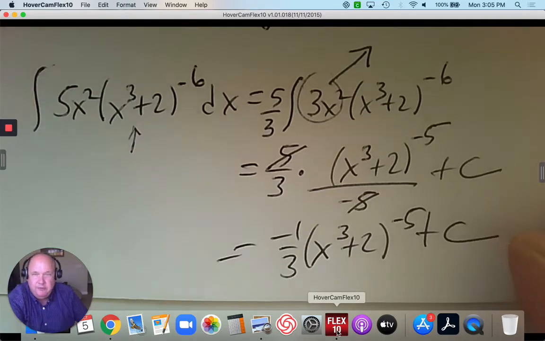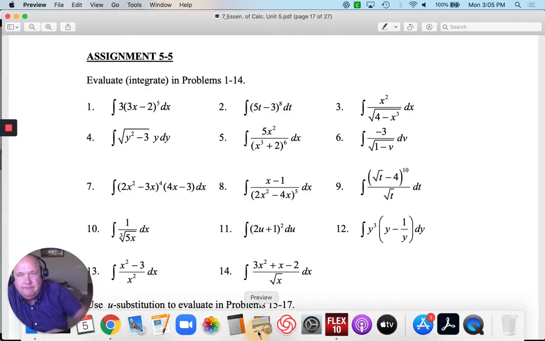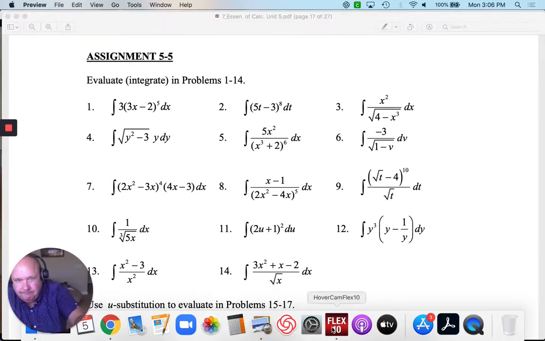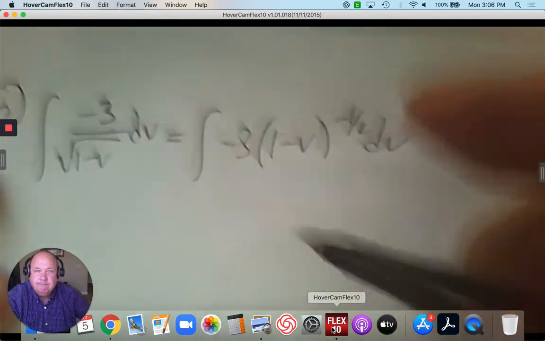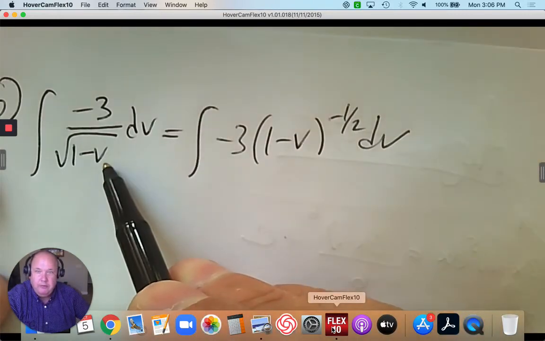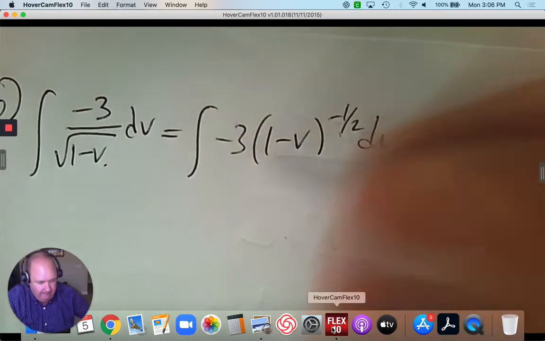Number 6. At some time, you should press pause and try it first yourself. So the first thing I notice is I want to write it calculus friendly. Do you have that skill? So notice it becomes to the -1/2.